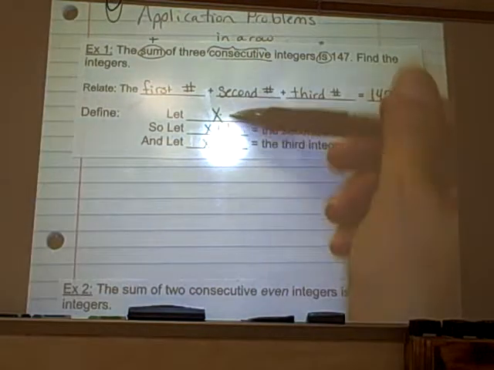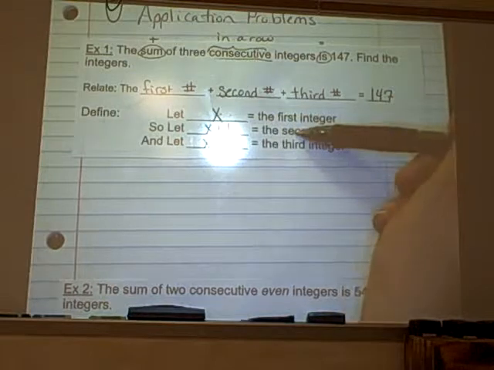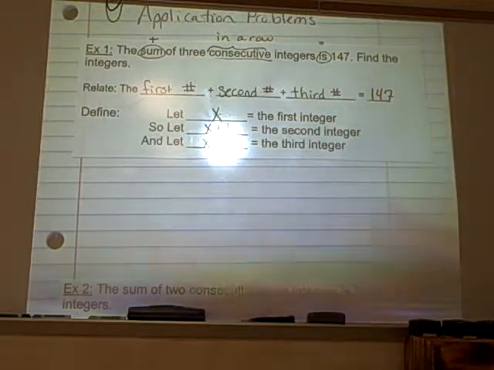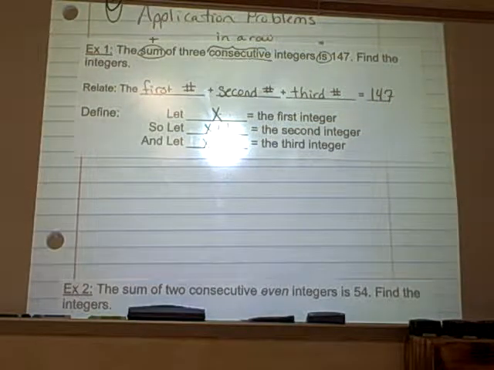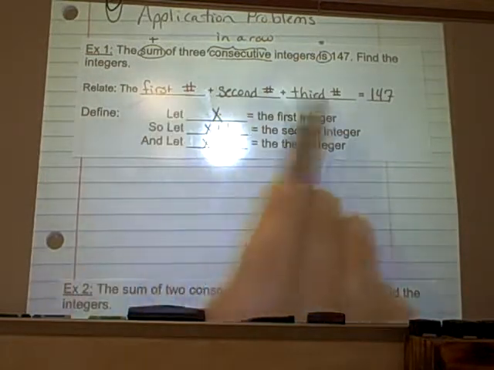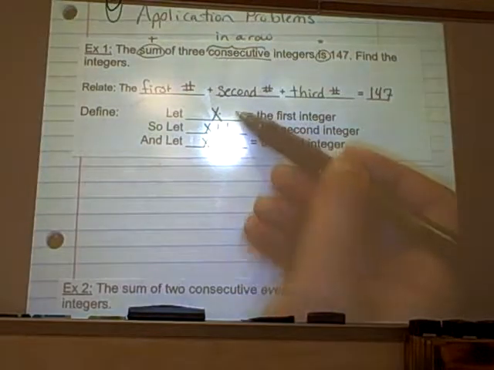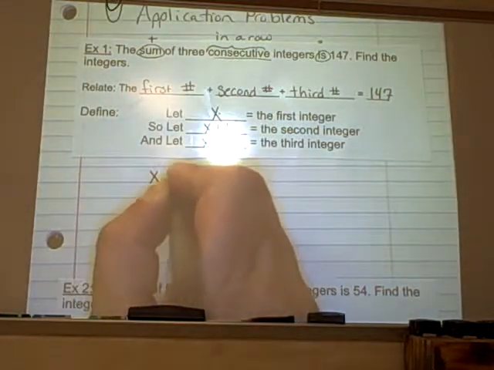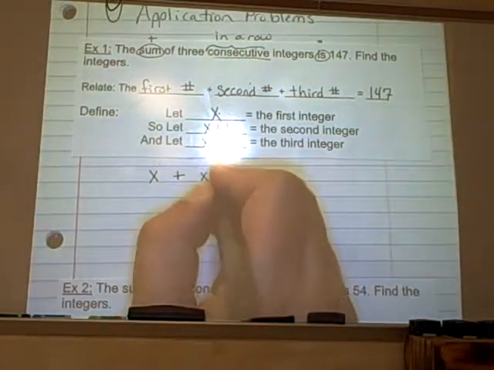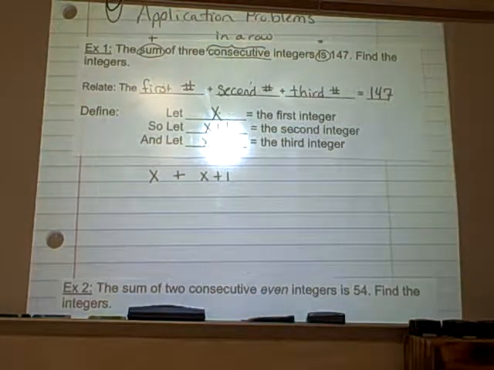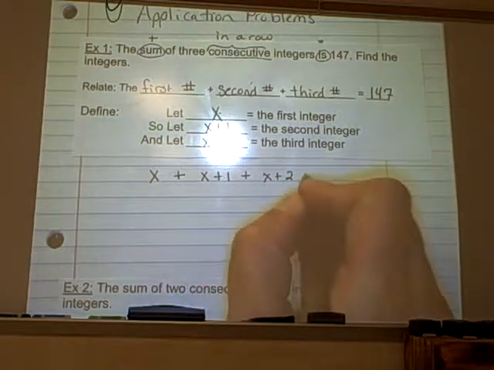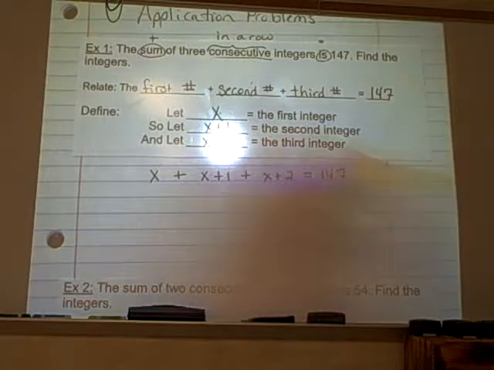So this is the first one. The first one plus 1 is the second one. The first one plus 2 is the third one. Does that make sense to y'all? Kind of? It's kind of weird, and it's probably a new kind of word problem. So now we're just going to take all those and plug them in up here. So I've got x, x plus 1, x plus 2. The first number x plus the second number x plus 1 plus the third number x plus 2, all of that has to equal 147.